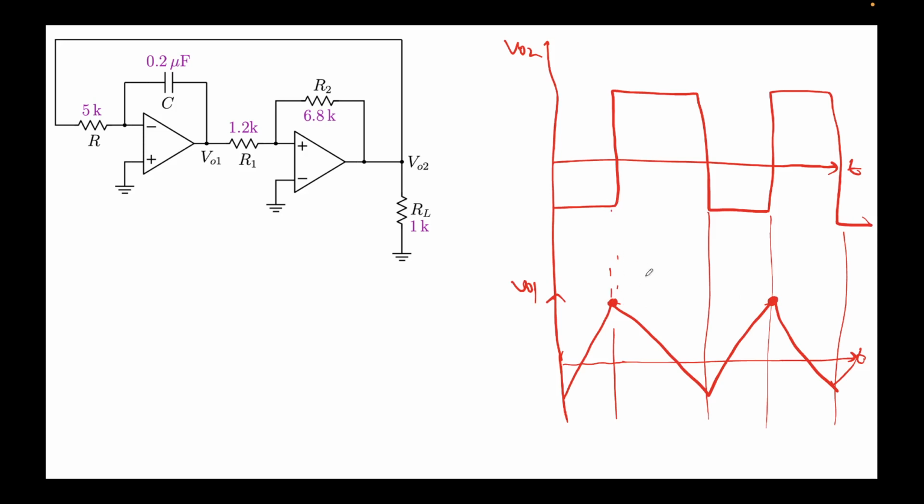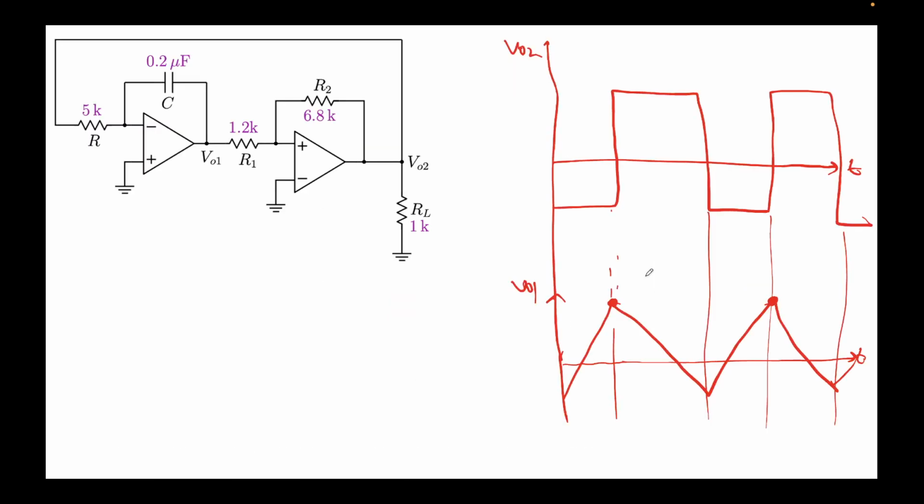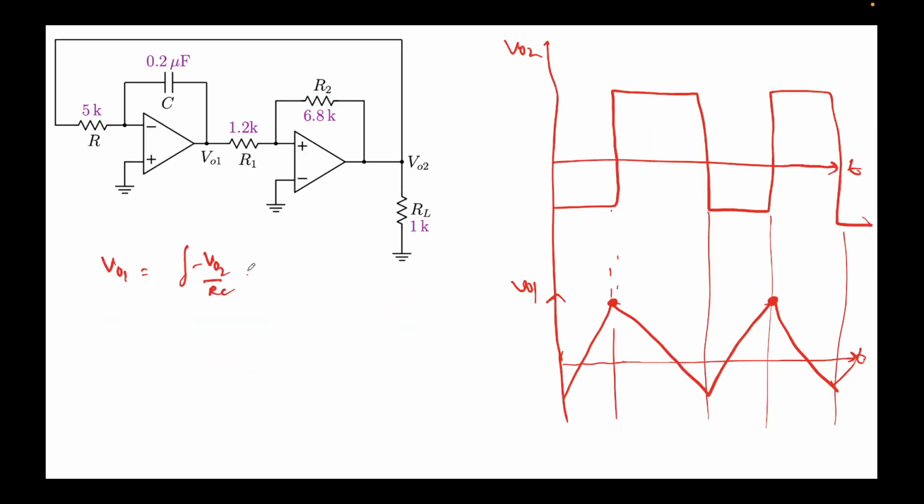So how do we find that out? We find that out from what we evaluated earlier. Remember, V01 was minus the integral of V02 over RC dt. We'll drop the constant k term because that will get subtracted anyway. Now let's put in the values. In case 1, V02 is minus 15 volts. So V01 will come out to be plus 15 over RC times some time.